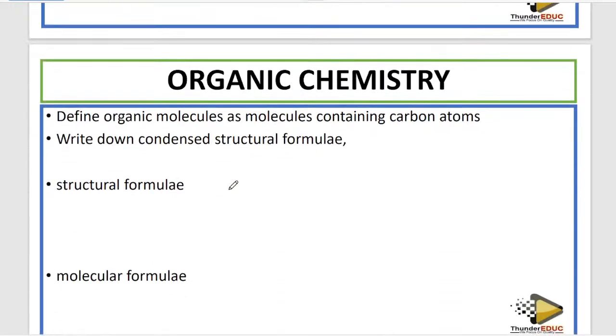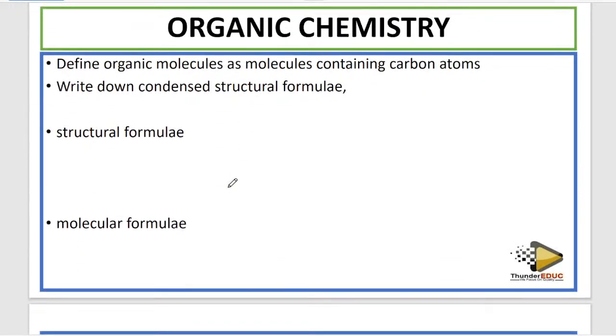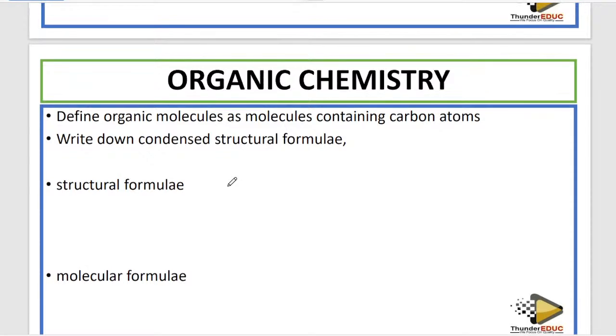All right, let's go to organic chemistry in simple terms. Organic chemistry or organic molecules can be defined as molecules containing carbon atoms. So I've explained, molecules which have many carbon atoms, we call them organic molecules.